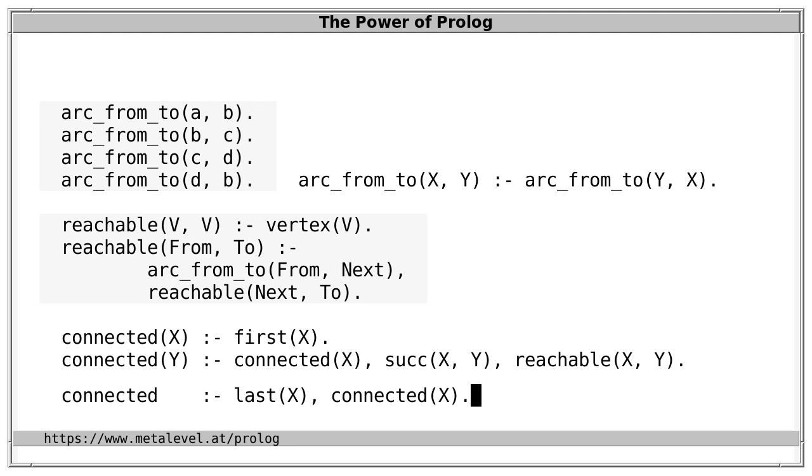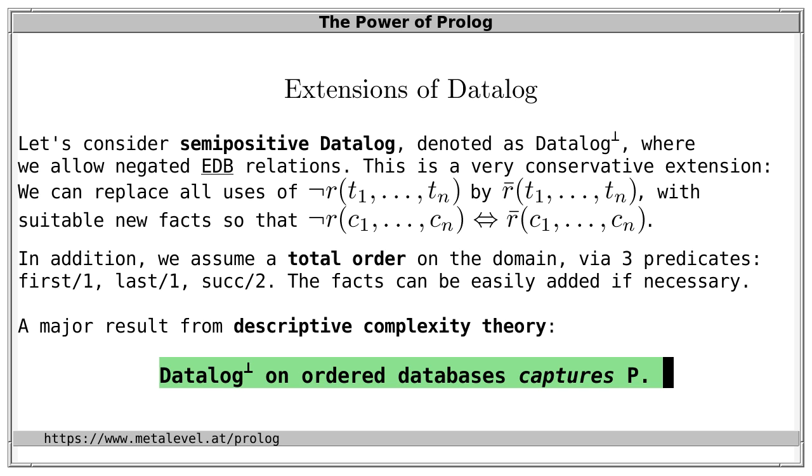So this is one way to express connectedness of a graph in Datalog extended with a total order, something that cannot be expressed in plain Datalog. And personally, I think that's a quite remarkable property. The complexity class P, which is huge, is precisely characterized by such a simple formalism. It's exactly the set of problems we can decide with semi-positive Datalog on ordered databases.